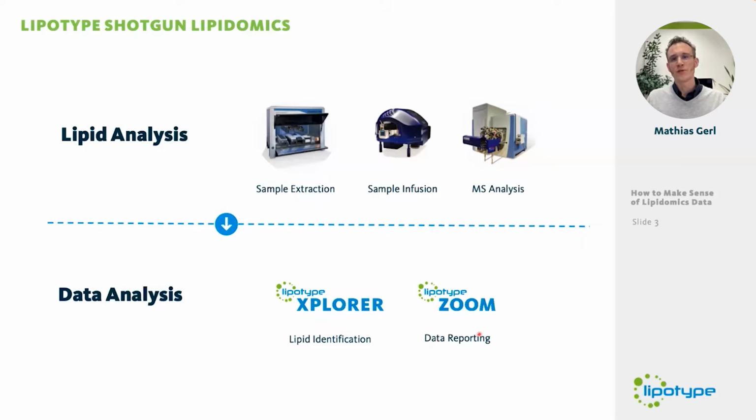Afterwards, you can do data reporting, but also more analysis. One of the tools that we have is Lipotype Zoom, but we do all other kinds of custom analysis as well. What today's webinar is going to be about is not how you get from the spectra to your values, but what happens if you have an interpreted lipidome, and what do you do now with the data?